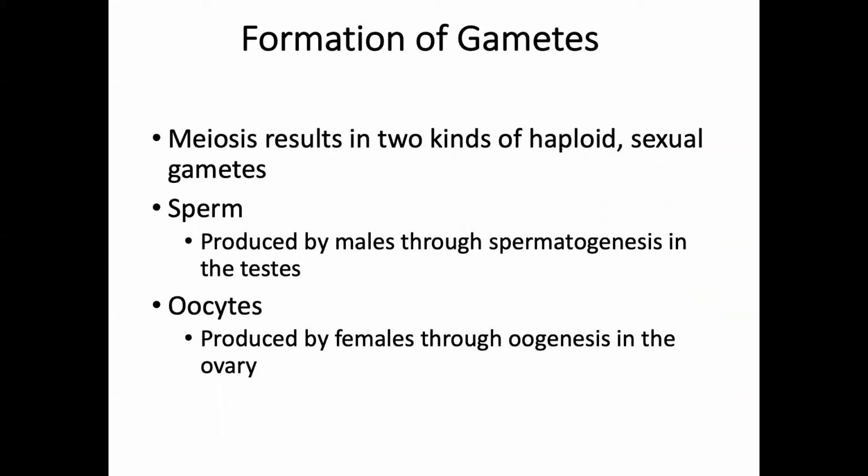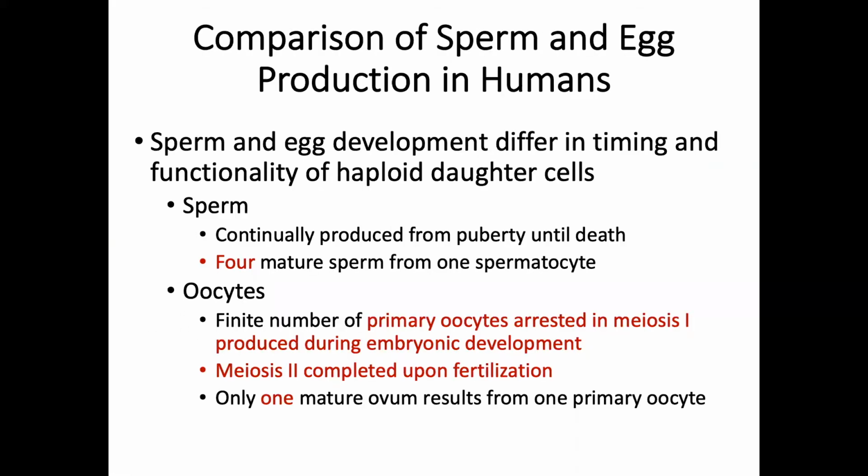The process to produce sperm in males is called spermatogenesis, and the organ of spermatogenesis is the testis. In contrast, the process to produce oocytes in females is called oogenesis, and the organ of oogenesis is the ovary.